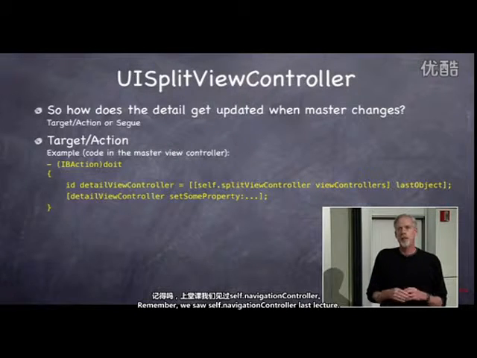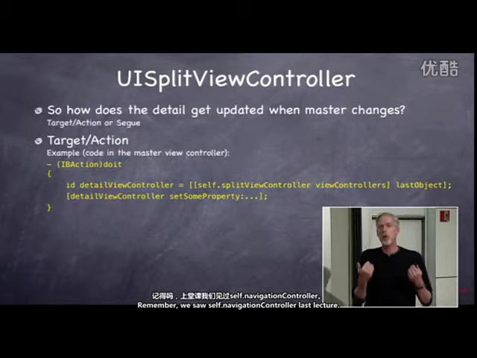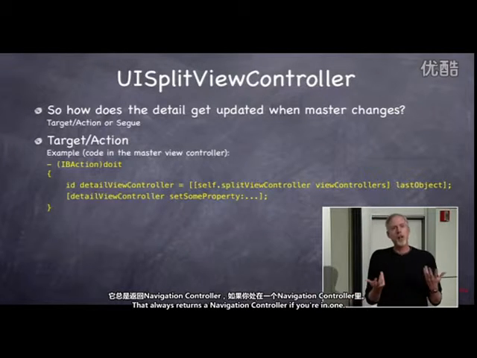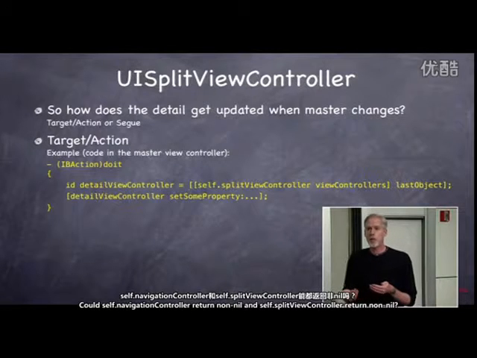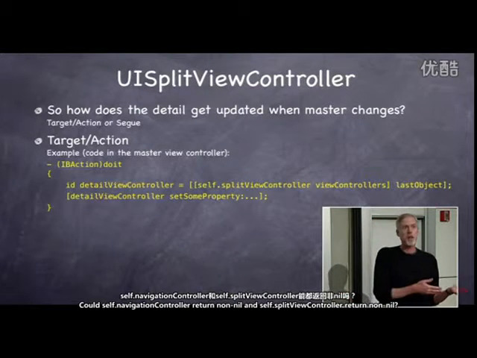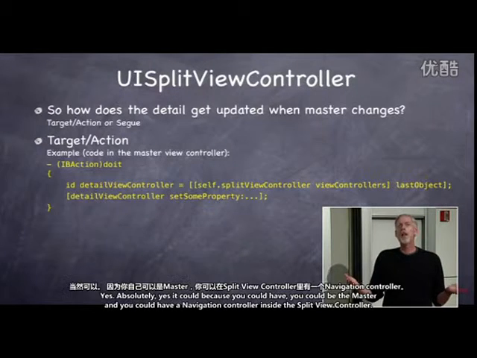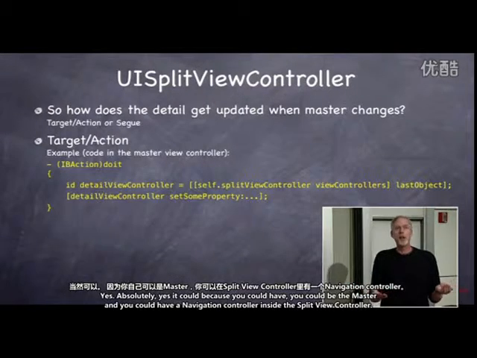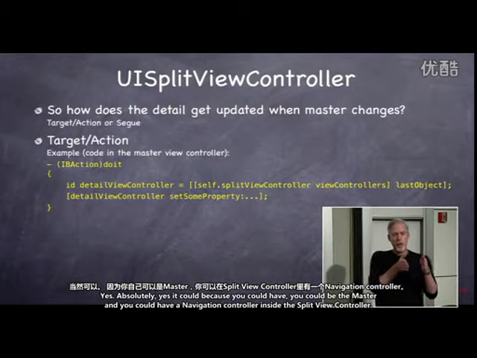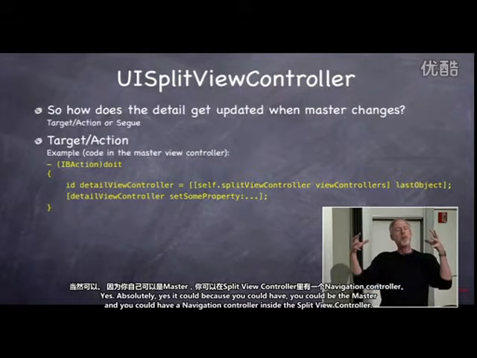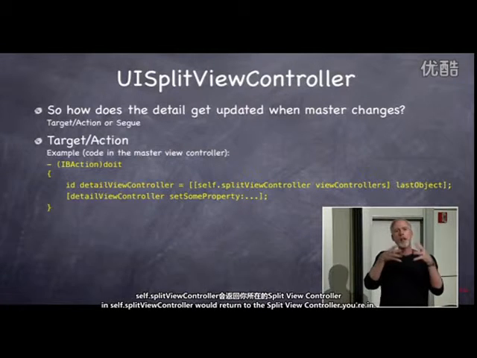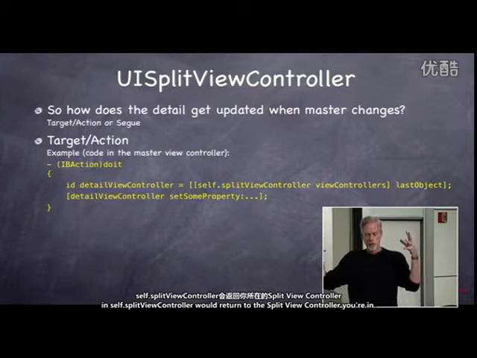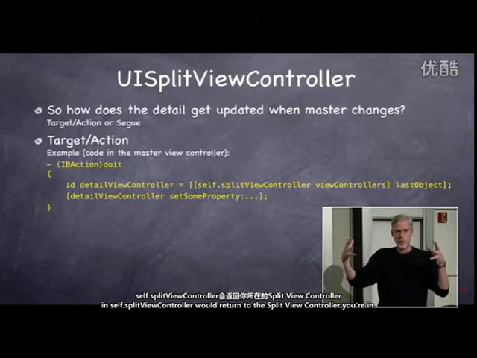It always returns the split view controller you're in if you're in one. Okay? Remember we saw self.navigationController last lecture. That always returns a navigation controller if you're in one. Could self.navigationController return non-nil and self.splitViewController return non-nil? Anyone guess? Yeah. Absolutely. Yes, it could. Because you could be the master and you could have a navigation controller inside the split view controller. So self.navigationController would return the little navigation controller you're in. self.splitViewController would return the split view controller you're in.